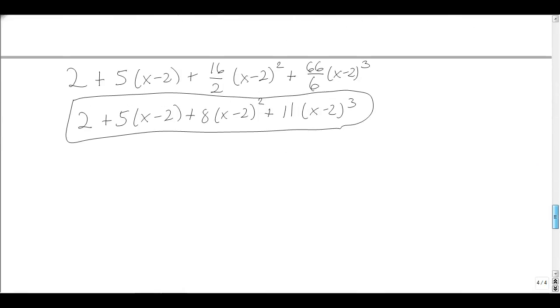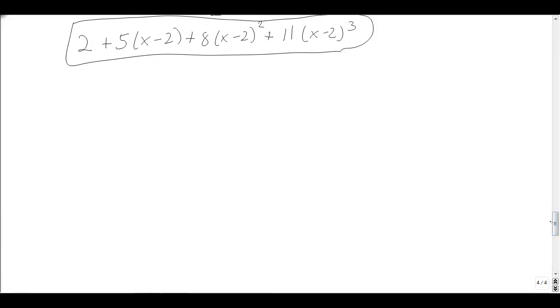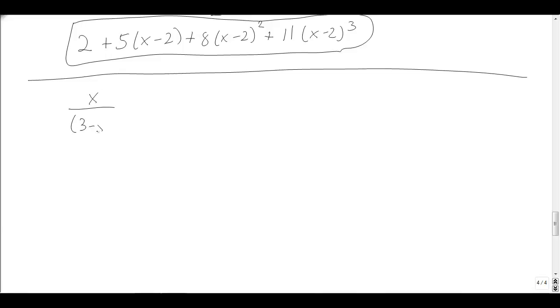Now let's use the second method here. For that second method, we take x over 3 minus x squared, and I want to rewrite this using known Taylor series. I'm going to use the same idea as before: 1 over 1 minus x is the sum n equals 0 to infinity of x to the n. And if you differentiate both sides, you get 1 over (1 minus x) squared. This gave us the sum n equals 0 to infinity of n plus 1 times x to the n.